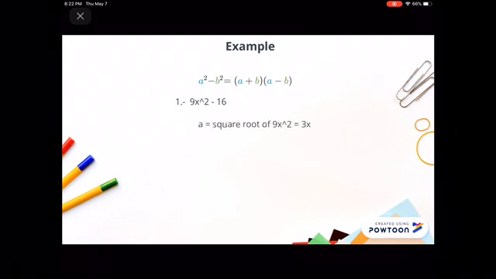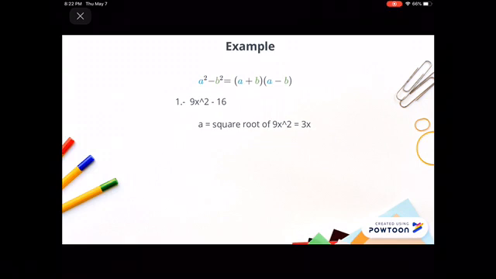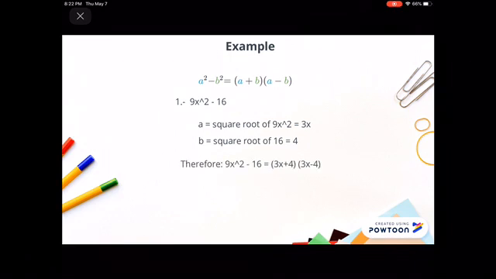We have 9x squared minus 16. That's the expression we're given. A is 9x squared. The square root of that is simply 3x. B, which is 16, the square root of that is 4, giving us the answer of (3x plus 4) times (3x minus 4).